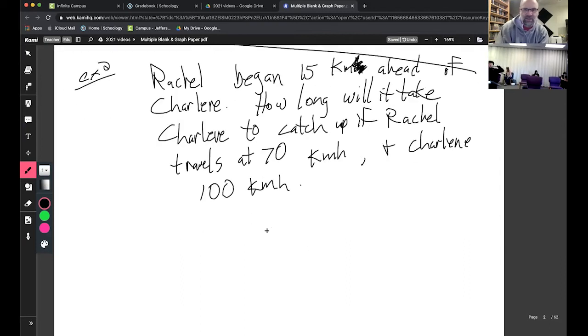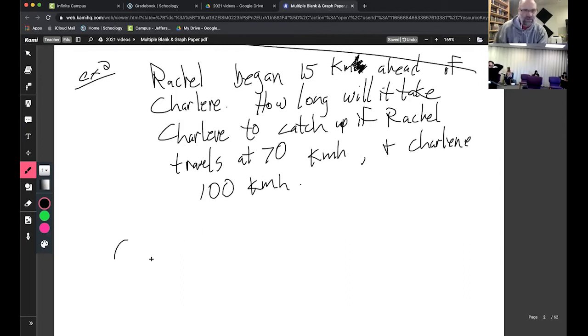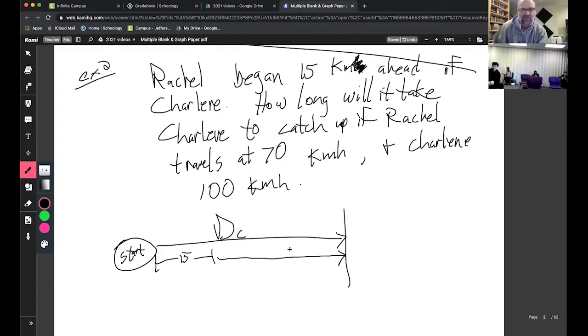All right, so let's just draw a diagram. So here's the start. So Rachel begins 15 kilometers ahead of Charlene. Okay, so if this is Charlene, Rachel is 15 kilometers ahead before she starts. Okay, so this is, and they end up in the same place. So this is the distance of Rachel. So it's still this situation where D of R plus 15 equals D of C.